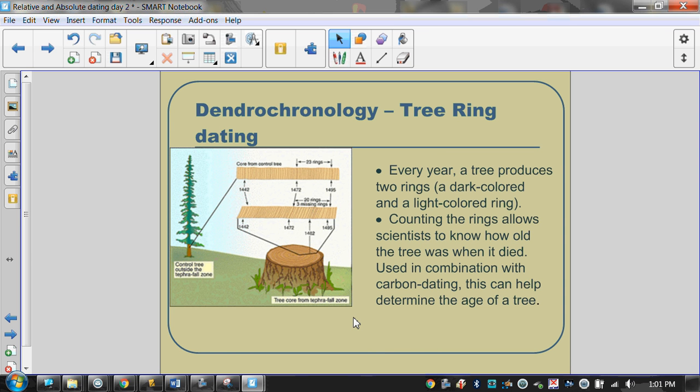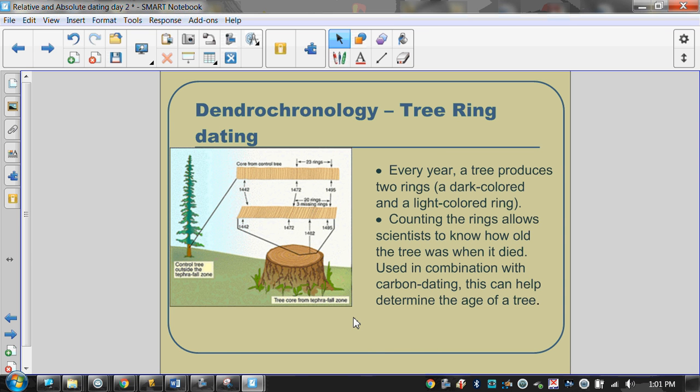But if the tree's been dead for a long time, or it's been in, for example, a Native American dwelling or something like that, they'd use the radiocarbon dating to pinpoint the date that the tree died. And then they use the tree rings to count back to see when it was alive.